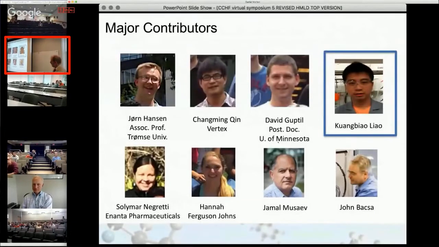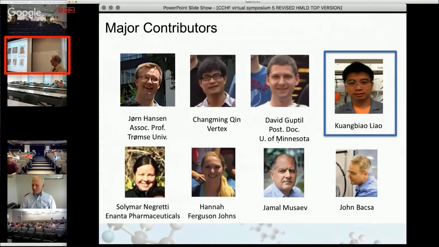So the main player is Quangbao Liao. He's a third-year graduate student in the group. But several people have contributed in different ways to where we are at this stage. So Jorn Hansen, who's now an associate professor at Tromsø University, was the one who had the idea behind the catalyst that is driving this program, and I'll introduce you to the structure of those catalysts in a little while.